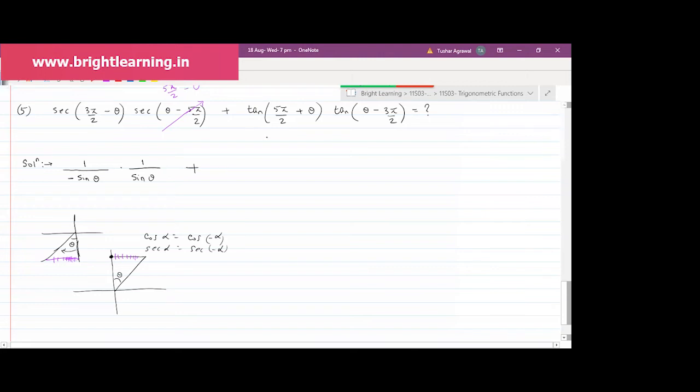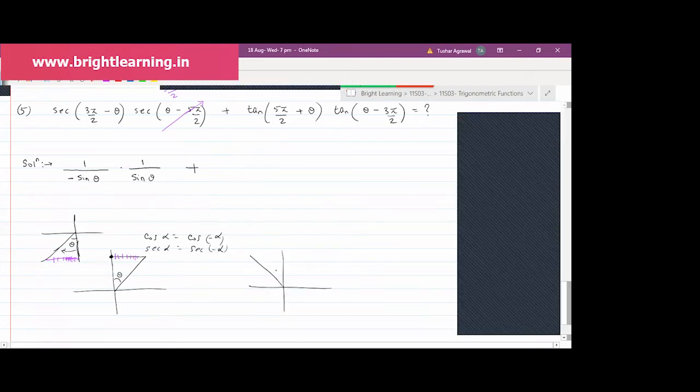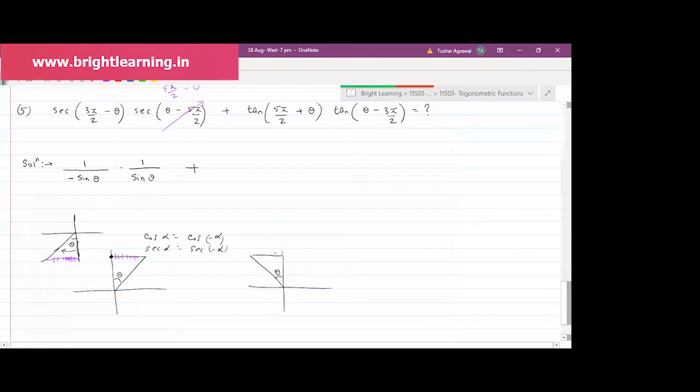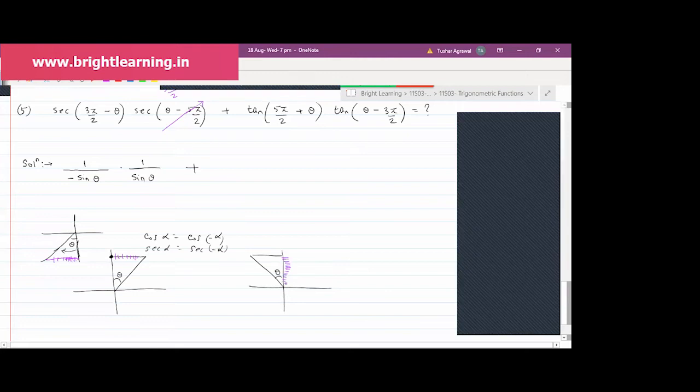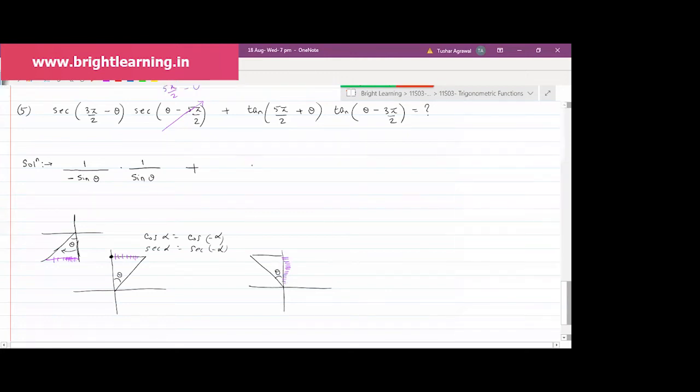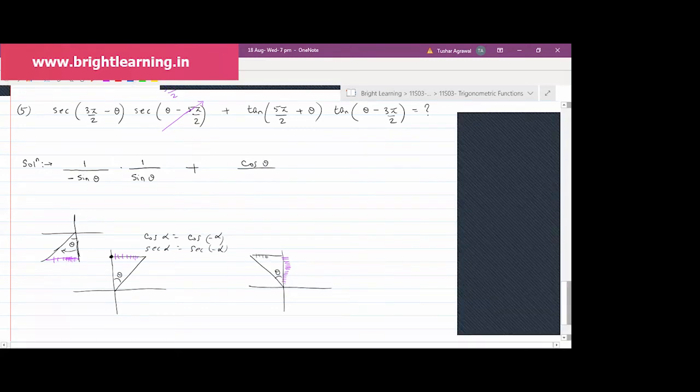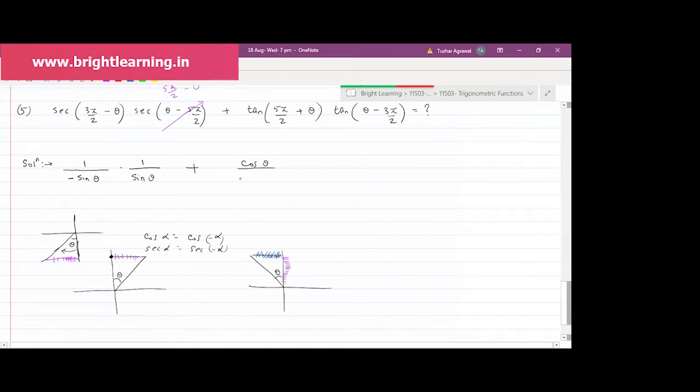Addition. Now tan of 5 pi by 2 plus theta. The same 5 pi by 2 is over here, so 5 pi by 2 plus theta will be over here. So for tan of this value, first we will calculate sine upon cos. Sine is the y coordinate, the purple value, so it can be related to cos theta. Tan is sine of 5 pi by 2 plus theta upon cos of 5 pi by 2 plus theta. Cos of 5 pi by 2 plus theta is the blue value, the magnitude of the blue side with a negative sign. So negative of the blue value, that is sine theta.